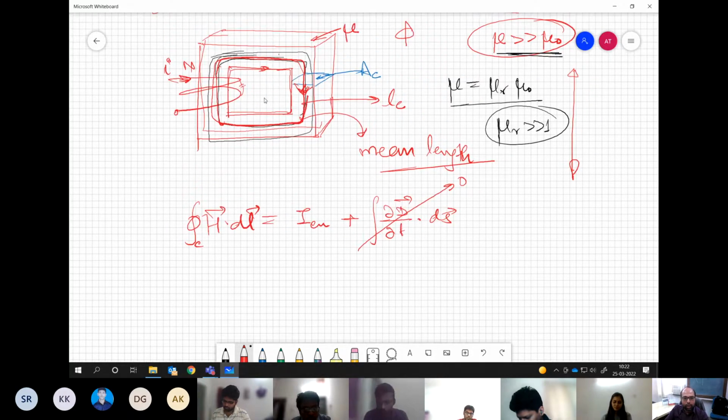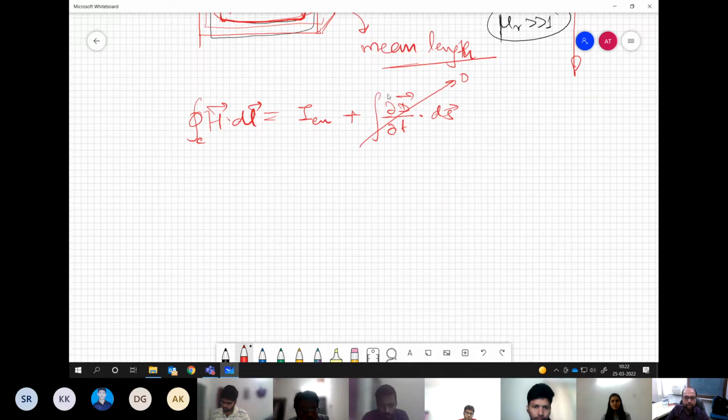If we move around in this path, we will find that the total amount of current enclosed in this path is basically the current which is flowing multiplied by the number of turns. That is what we are encountering in this. So this H into mean length LC is basically N times I. This is the first thing we are getting.